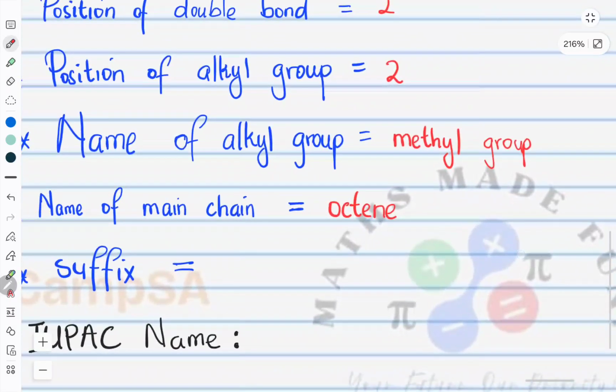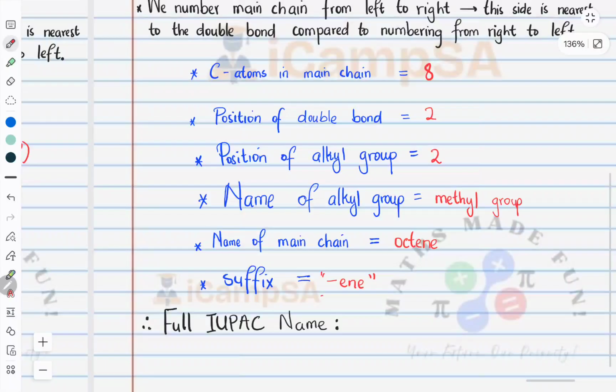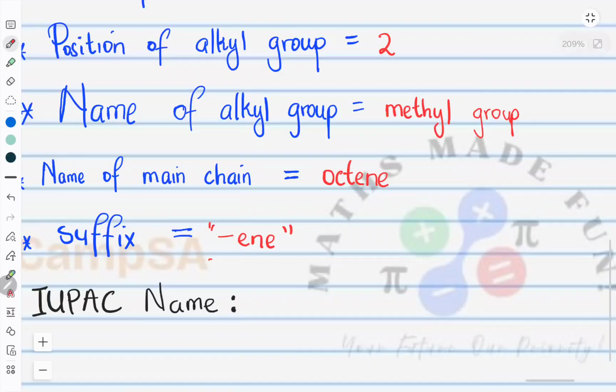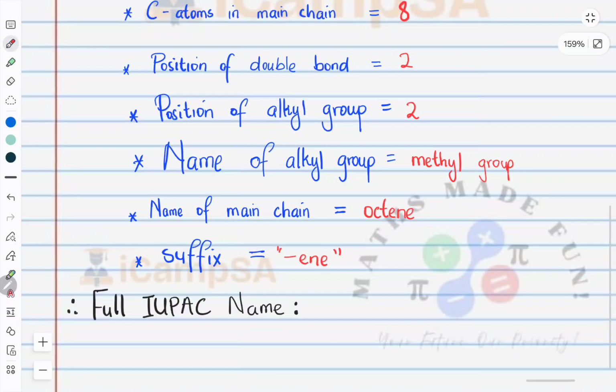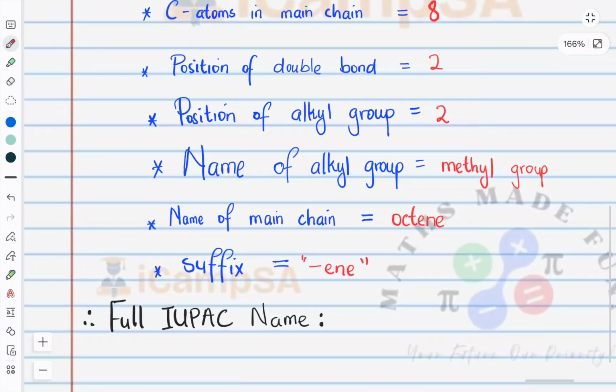All right, and then our suffix, of course, we are still on alkane, so our suffix is the same. It's ENE. Well, there's no need for me to specify it here because it's already included in the name of the parent chain or the main chain, but it's fine. Let's put it here. Then now let's try to write the full IUPAC name. Remember what we do, we start by listing the methyl group and then followed by the name of the main chain or the parent chain.